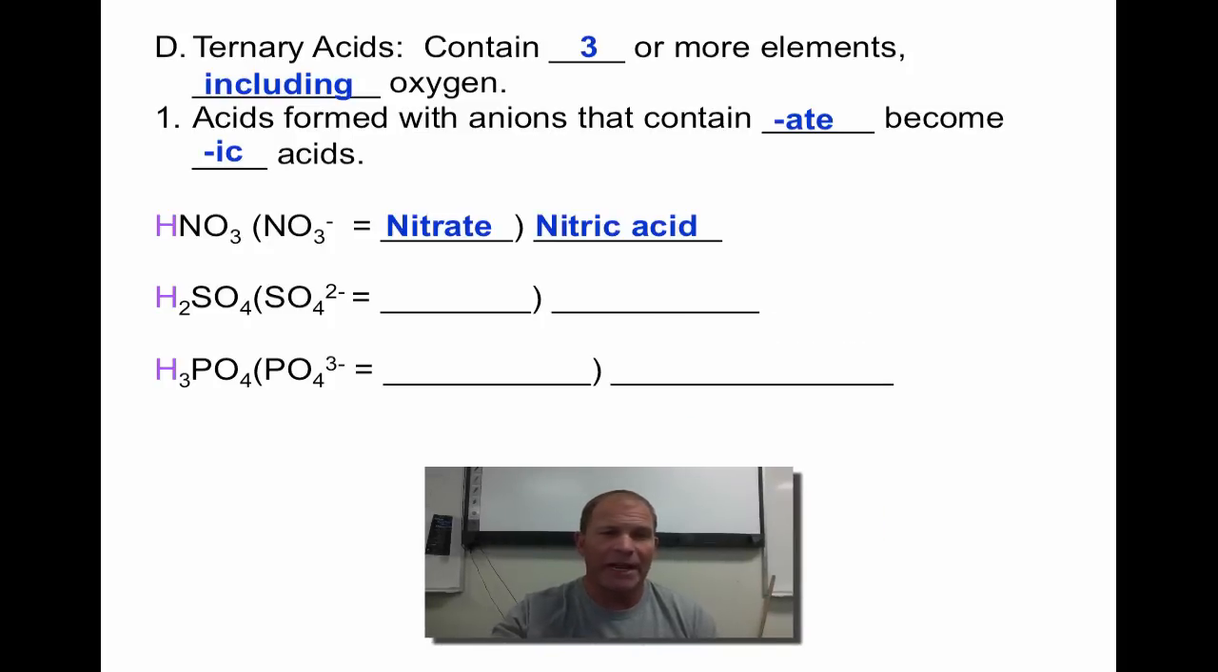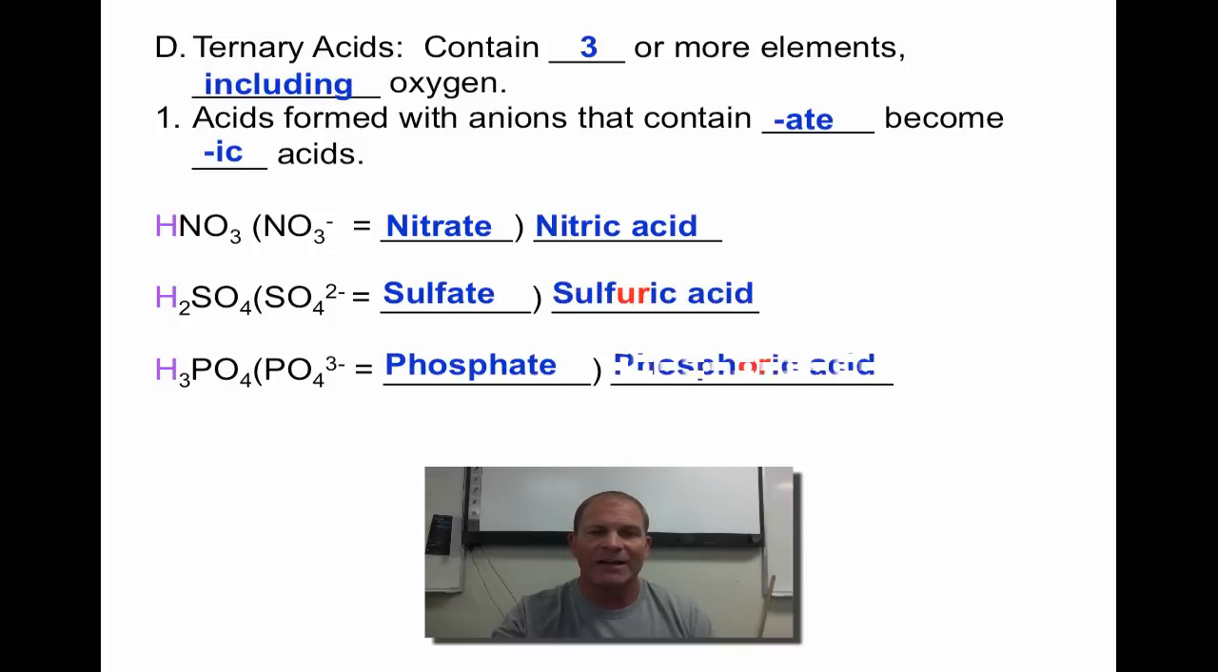Second one, H2SO4. Again, it starts out with hydrogen, it's an acid, an oxygen is present, so naming it is based upon sulfate. Now be careful about sulfate, sulfur, and phosphorus. Sulfur and phosphorus, their full names come back into play. So sulfate is sulfuric acid, and phosphate is phosphoric acid. Their full names do come back into play.